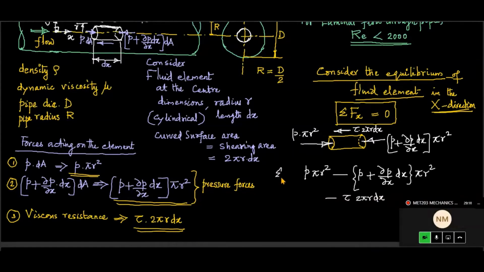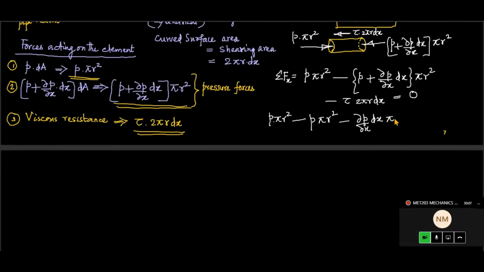This is actually sigma Fx. And now this has to be equated to what? This has to be equated to 0. P into pi r square, then minus shear stress tau into 2 pi r dx. All these terms on the left-hand side, sigma Fx, are equated to 0.